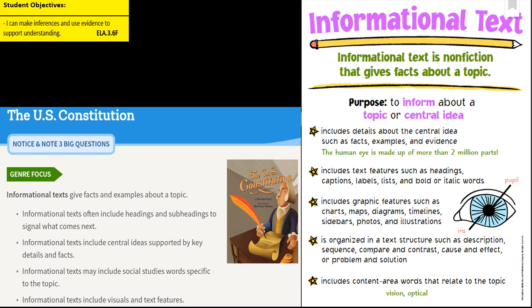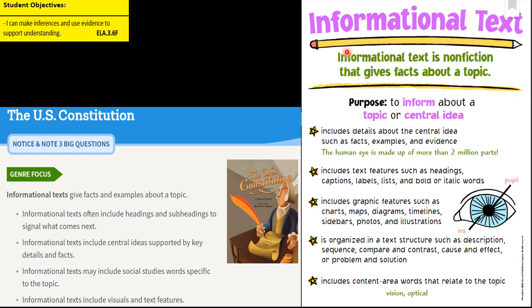The genre for the selection that we will be reading today, the U.S. Constitution, is informational text. Informational texts give facts and examples about a topic. Informational texts often include headings and subheadings to signal what comes next. Informational texts include central ideas supported by key details and facts. Informational texts may include social studies words specific to the topic. Informational texts include visuals and text features.